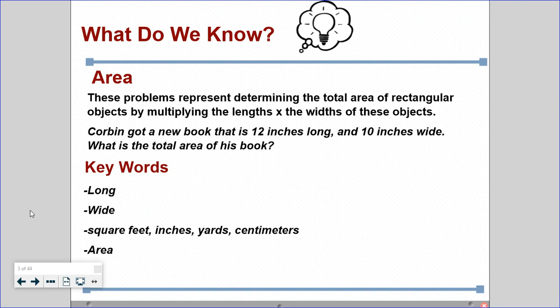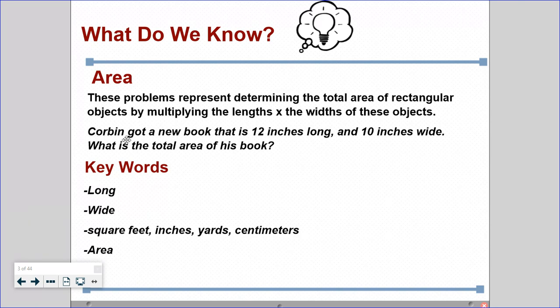So what do we know? Well, area problems are determining the total area of rectangular objects by multiplying the length by the width of these objects. Now, when we were doing multiplication, we often just called them the sides of the rectangles. We would multiply the two sides that we knew. Sometimes we called those the factors because in multiplication, those numbers are the factors. In this case, when we're talking about rectangles, we'll be saying length and width. Those are just ways to label the sides.